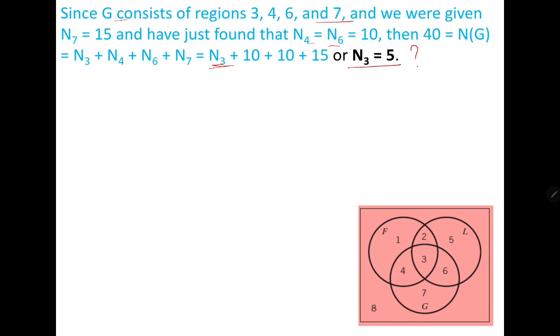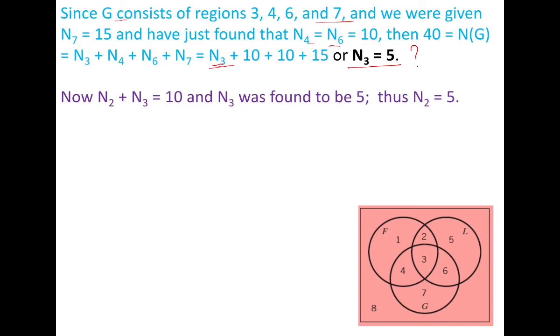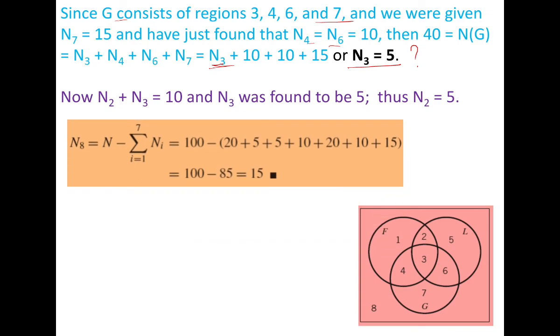But now you can see that I have all the information except n2, but n2 plus n3 is 10, so that gives me n2 is equal to 5. Now I have all n1, 2, 3, 4, 5, 6, 7, so n8 would be, out of total I subtract, so total is given 100 students, I subtract it, which gives me n8 is equal to 50.